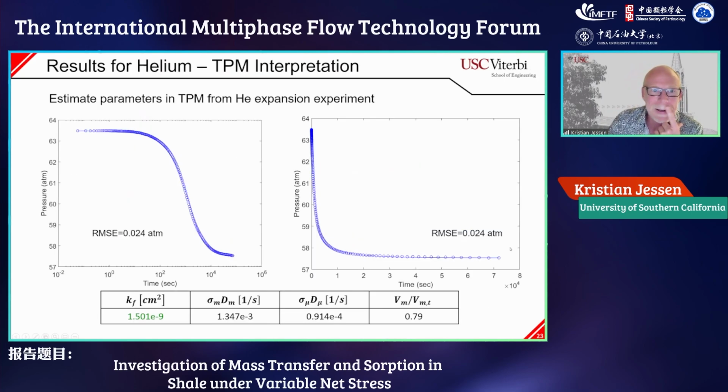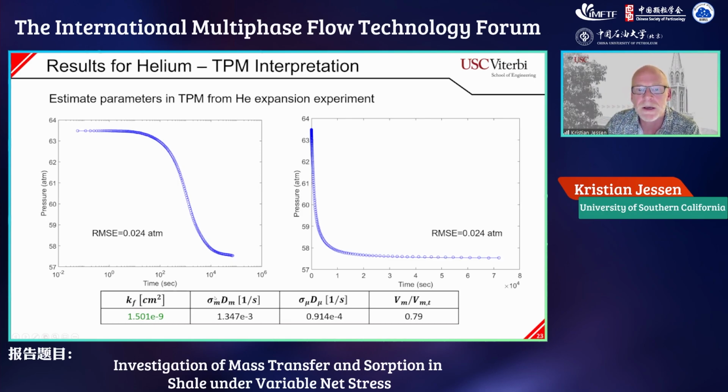Now, the rest of the parameters we have to estimate from a helium expansion experiment. So we have an estimate of the fracture permeability, and then we have to estimate 3 parameters from the pulse decay, or the pressure decay, that we observe. Here we see the same experiment, but on different time scales, either log time or regular time. And by estimating these parameters, we observe a very good agreement between the model and the experimental observations.